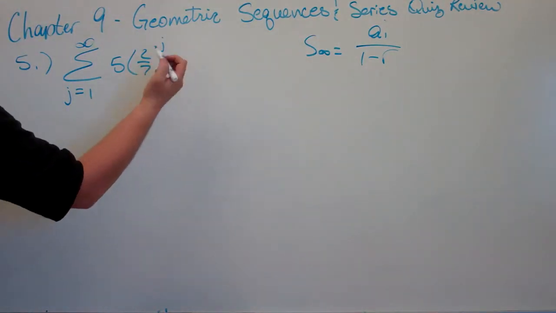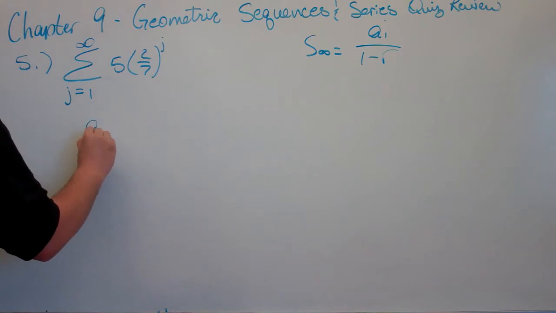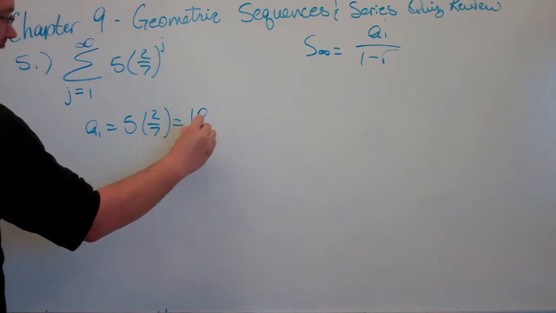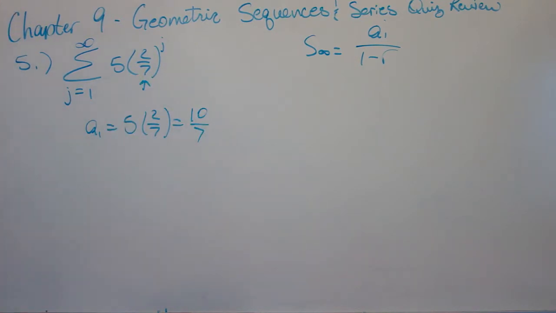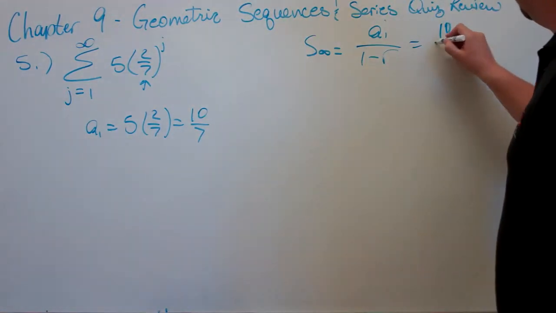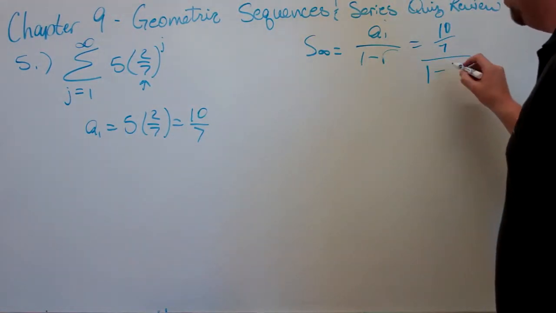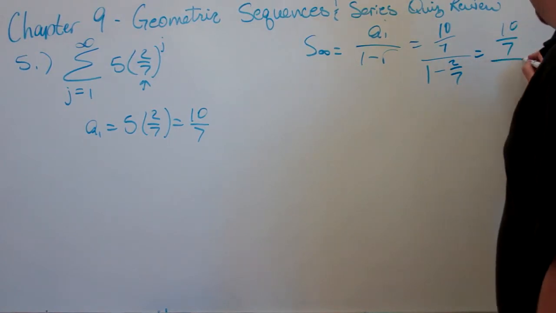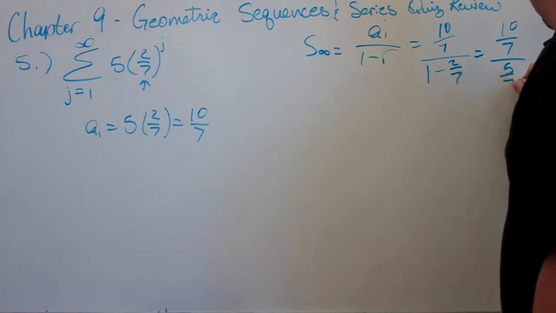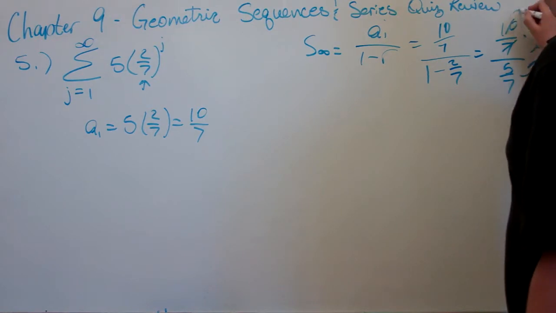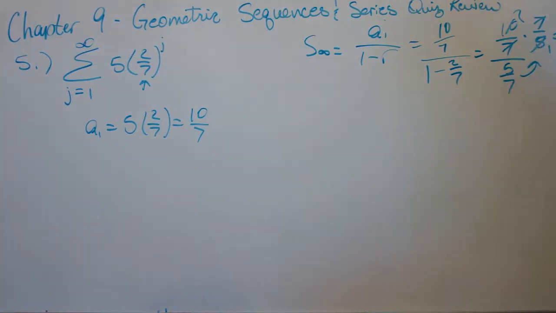Plug in 1, 2/7 raised to 1 is 2/7. So a sub 1 is simply 5 times 2 over 7, which is 10 over 7. Our ratio is 2/7. So now you just plug it in. So we have 10 over 7 divided by 1 minus 2 over 7. So 10 over 7 over 5/7. You can flip this out. 7 over 5. So it equals 2.